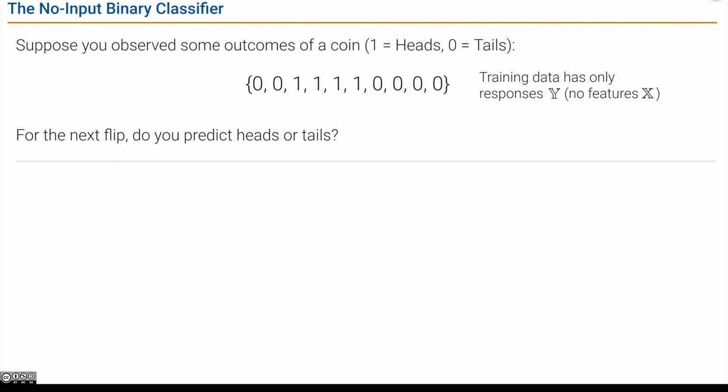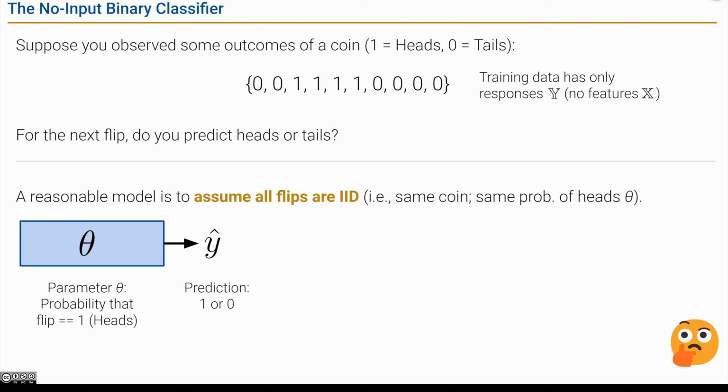An easy way to think about this as a starting point is what I'm going to call the no input binary classifier. Suppose you've observed some outcomes, and we can think of it as a coin here, but it's even better if you're thinking it's just some outcomes that are binary, so you don't get stuck in your own preconceived ideas about coins. Basically we have some outcomes that are zeros and ones, and I just want to know for the next flip, do you predict heads or tails? What would you classify the next flip as being?